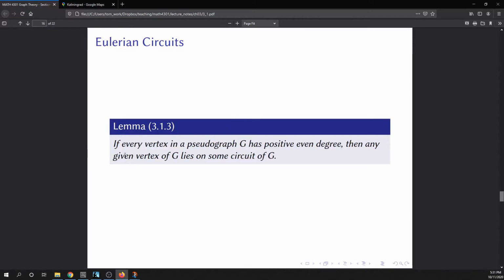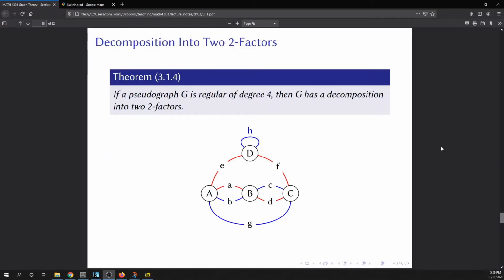The proof of that uses this lemma here. If every vertex in a pseudograph G has a positive even degree, then any given vertex of G lies on some circuit of G. And again, that falls back on that observation that with an even degree vertex, every time the circuit comes in, it has an edge to leave. So the previous theorems about Eulerian circuits allow us to prove a couple of other theorems about decompositions.